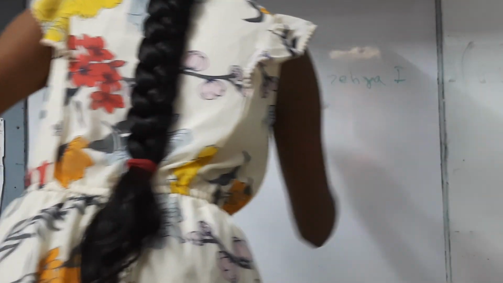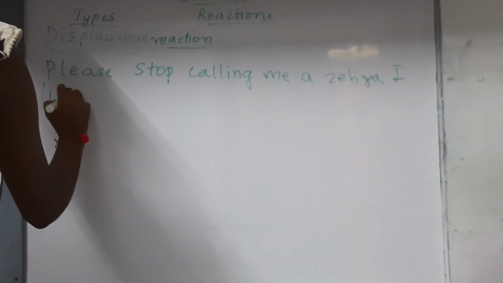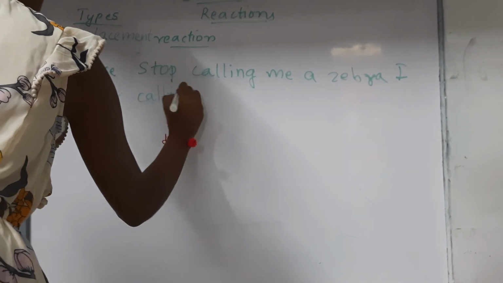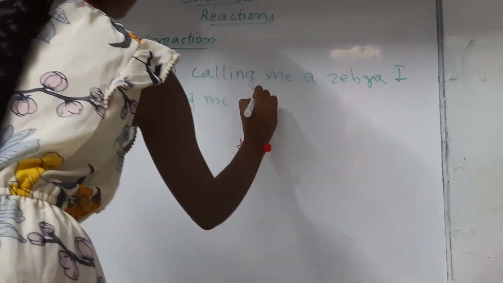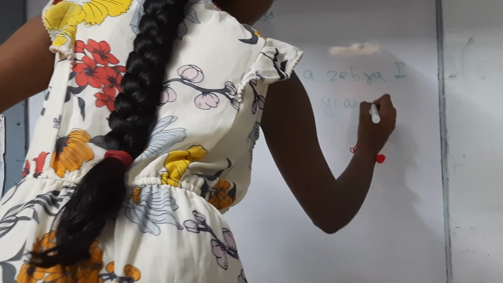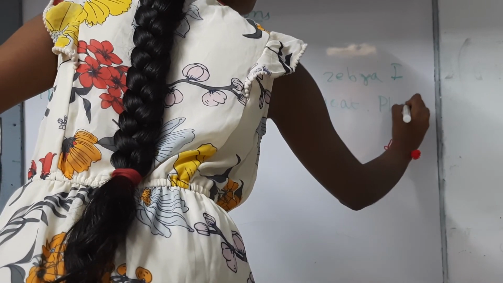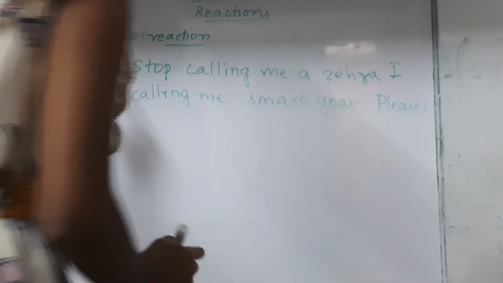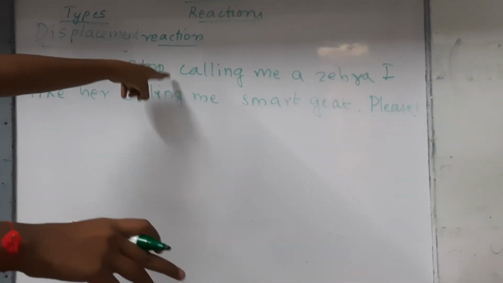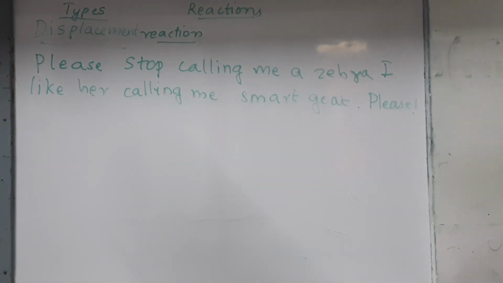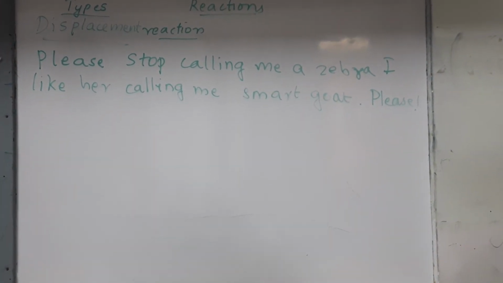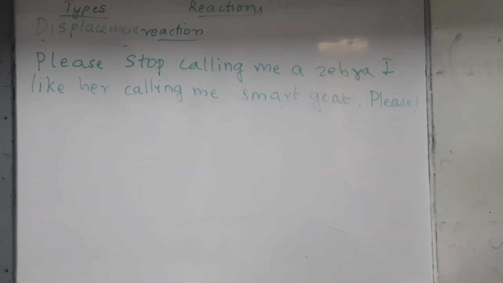Please stop calling me a zebra, I like her calling me smart coach. Please. Okay, so with this sentence, you can remember all the reactivity series: potassium, sodium, calcium, magnesium, aluminium, zinc, iron, lead, hydrogen, copper, mercury, silver, gold and platinum.